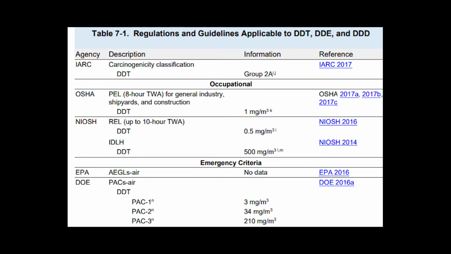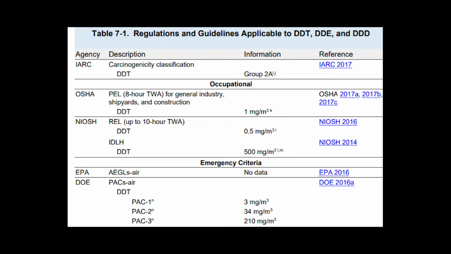The Department of Energy has Protective Action Criteria, also known as PAC. There are three different levels, each with a different variable. It starts with PAC 1N, PAC 2N, and then PAC 3N. As the number in front of the N variable increases, the severity of exposure increases as well.